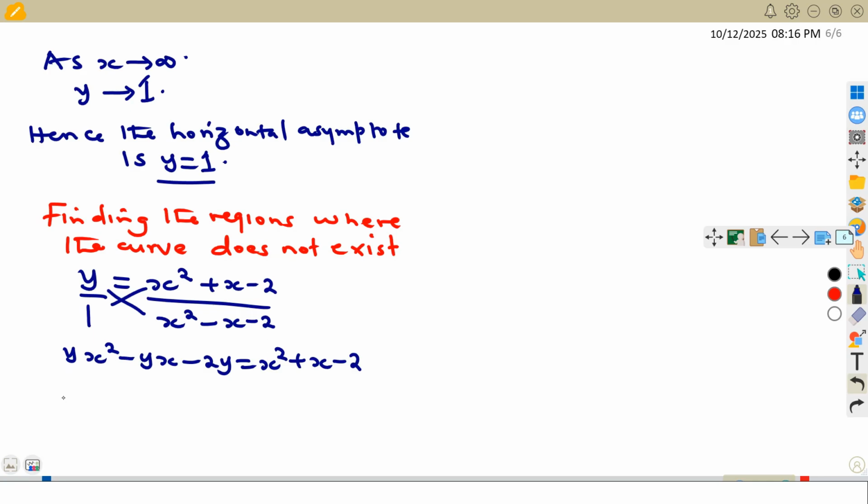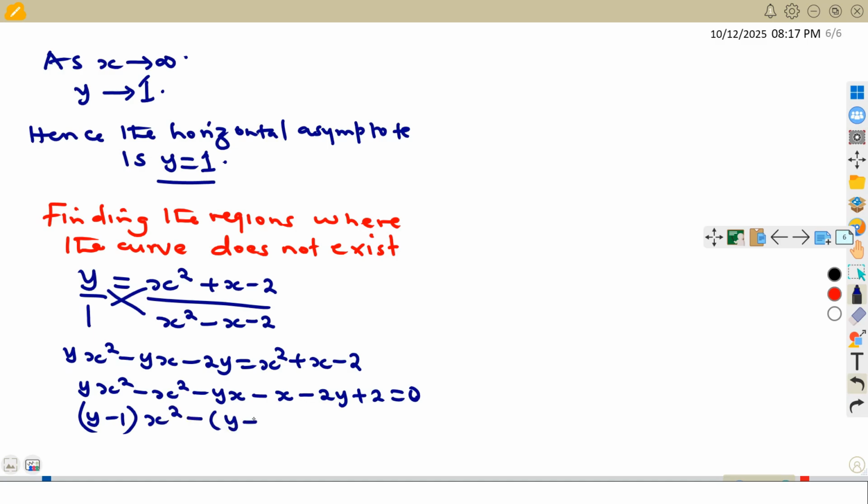So from here, let us try to rearrange this. This will be y x squared minus x squared minus yx minus x, then minus 2y plus 2, which is equal to 0. That is basically what we shall have. So from here we can have y minus 1 into x squared, then minus of y plus 1 into x, then I can write this as 2 minus 2y, and this is equal to 0. So this will be our a, this will be our b, and this will be our c.